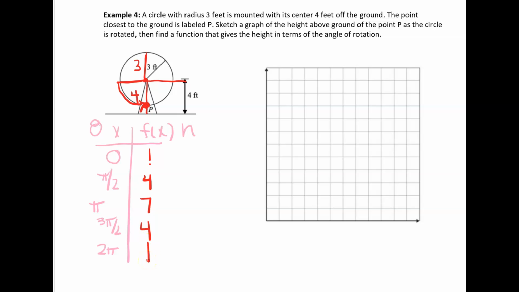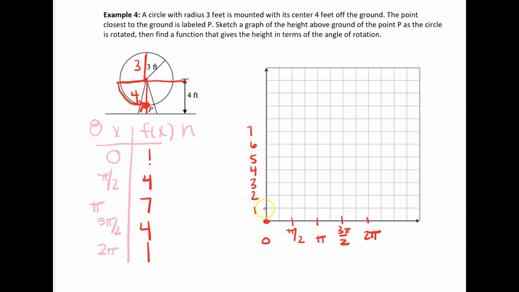And so let's make a graph and see what we can do with it. So this is going to be our 0. And then we're going to come over here, pi over 2, pi, 3 pi over 2, and 2 pi. Now I'm starting at 0, so let me count by ones over here. And let's graph the data that we have pulled.